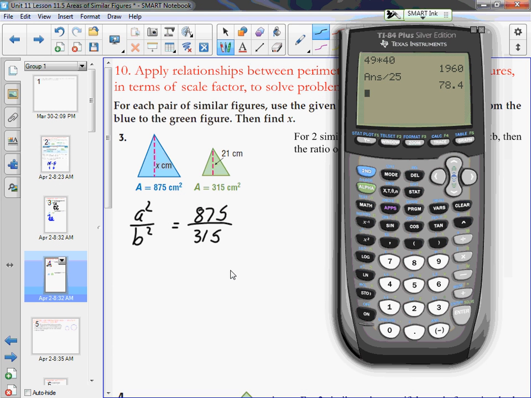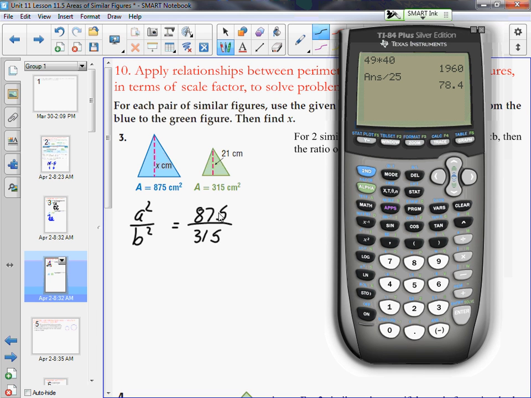That's just weird. 875 is not a perfect square, right? 315 is not a perfect square, right? So the first thing that ran through my mind is, well, I'll just set a squared equal to 875, and I'll know what a equals, take the square root of both sides. But I'm not getting perfect squares, so let me try something different.